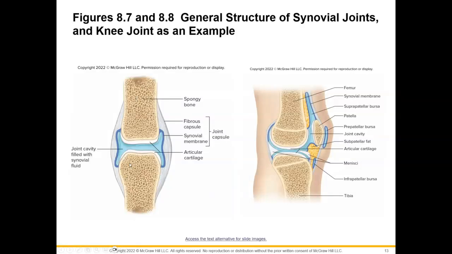So here's two bones where they come together. You have a joint cavity. You have an articular cartilage at the end of each of the bones. Then you have a synovial membrane that surrounds it. And outside of that, the fibrous capsule. Altogether, that is your joint capsule. Here is a side or lateral view of that. Okay, and in this picture, you can actually see the menisci. You see that material at the front and the back.